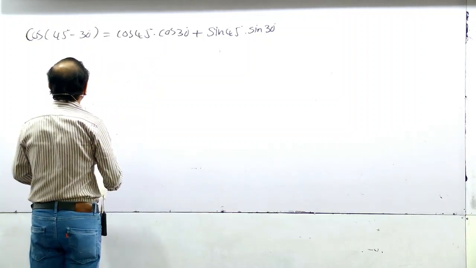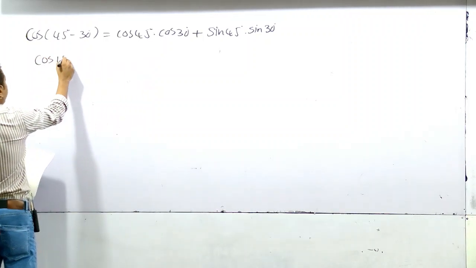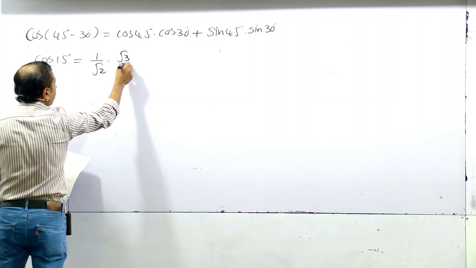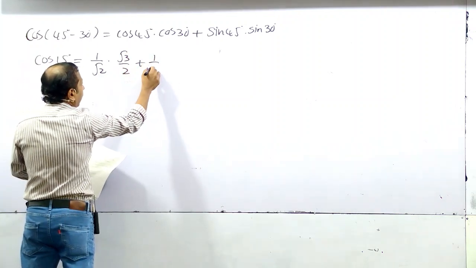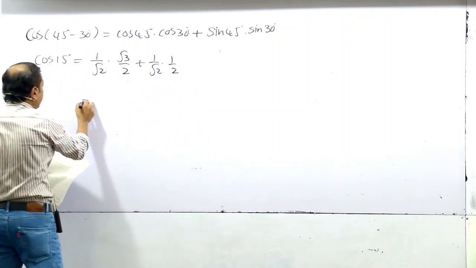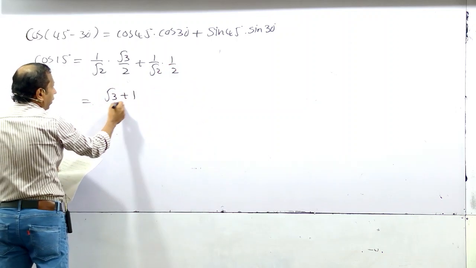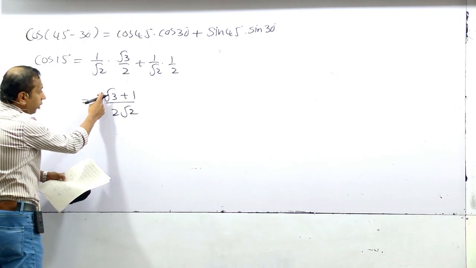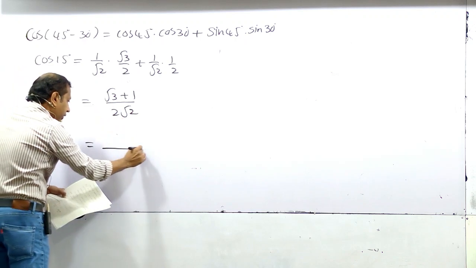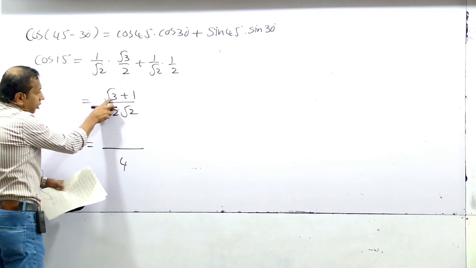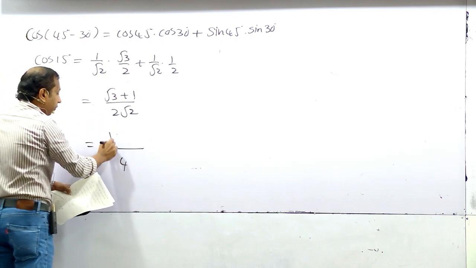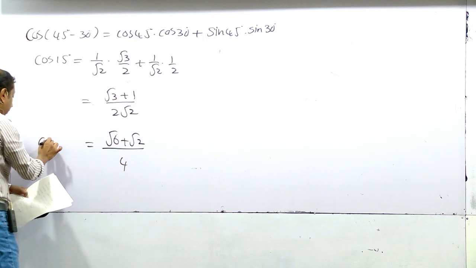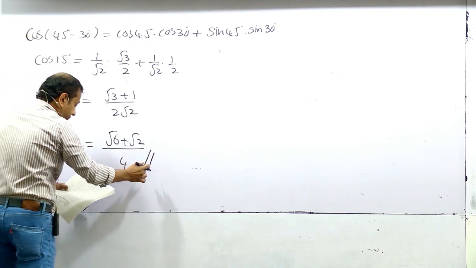Right now, left hand side we have cos 15. Cos 45 is 1 over root 2, cos 30 is root 3 by 2, sin 45 is 1 over root 2, sin 30 is half. Root 3 plus 1 divided by 2 root 2. Then here also we multiply numerator and denominator by root 2. We get here 4. When this is multiplied by root 2, we get root 6 plus root 2. All right, this is the cos 15.